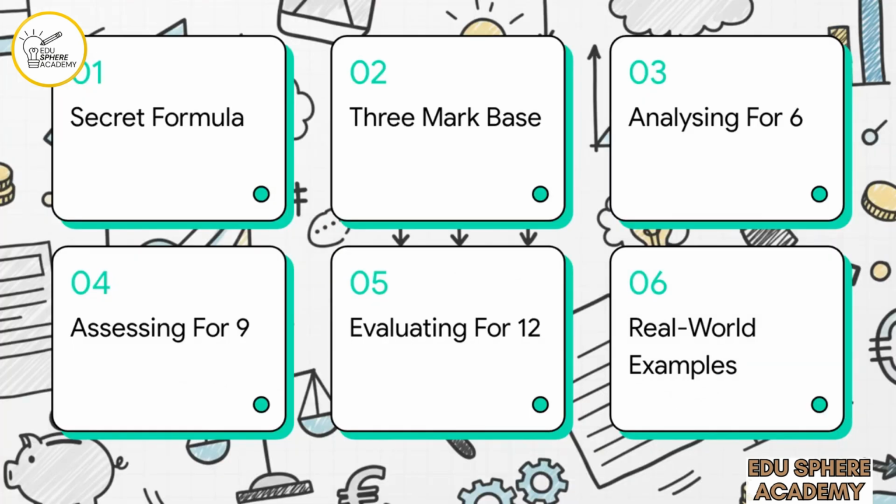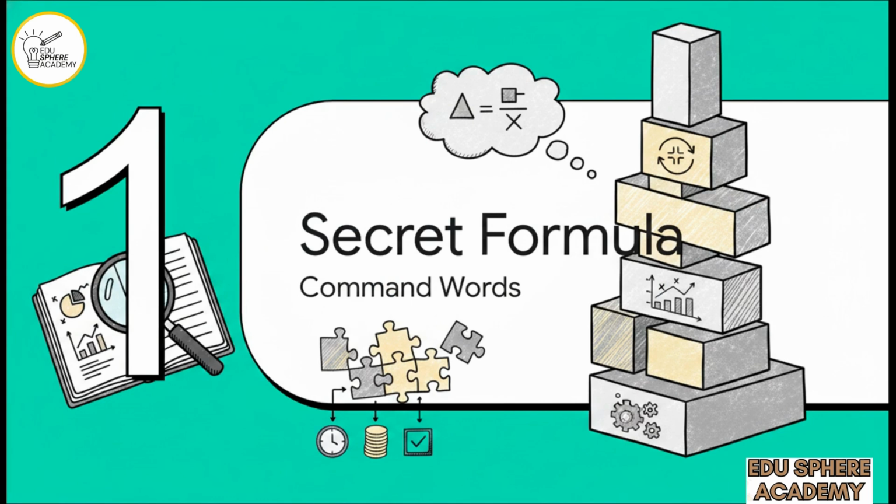So here's our game plan for today. First, the examiner's secret formula. Second, the 3-mark foundation. Third, analyzing for 6 marks. Fourth, assessing for 9 marks. Fifth, evaluating for 12 marks. And finally, applying real-world business examples. All right, let's jump straight into part 1, the examiner's secret formula.